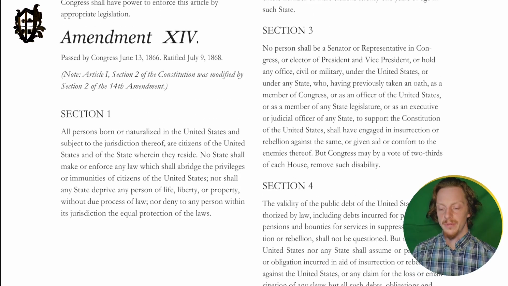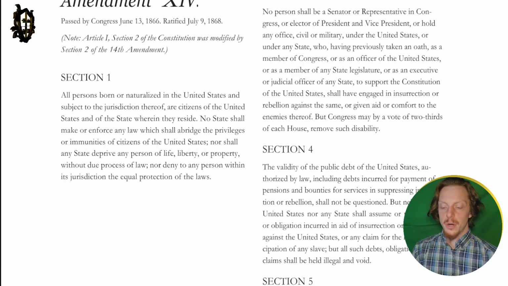So you can see here, Amendment 14, passed by Congress June 13th, 1866, ratified July 9th, 1868, a 2-year time frame there. And that should say ratified in quotes. That's foreshadowing as to how we're going to determine this entire question is completely irrelevant.